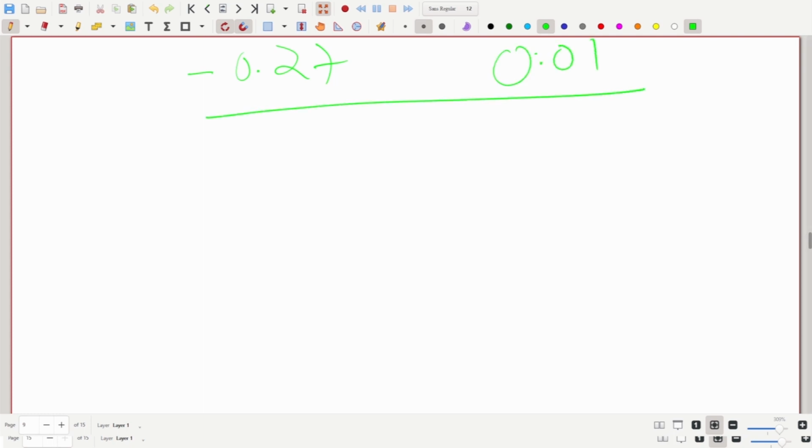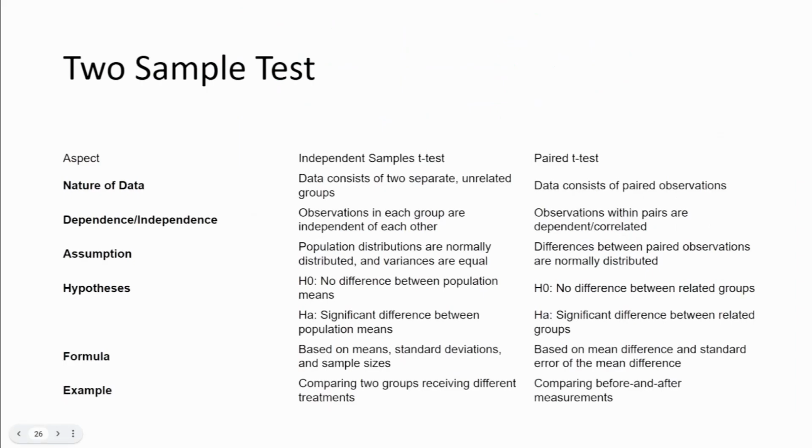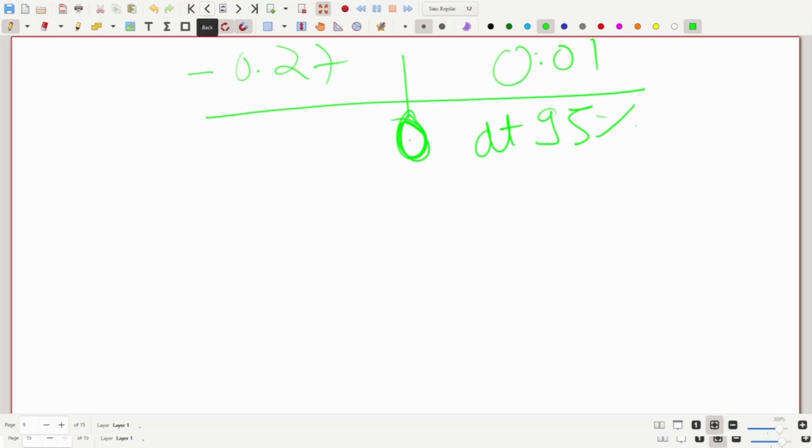So there is 0 in between. So at 95%, we say they are same, because 0 is contained, the null hypothesis value mu1 minus mu2.